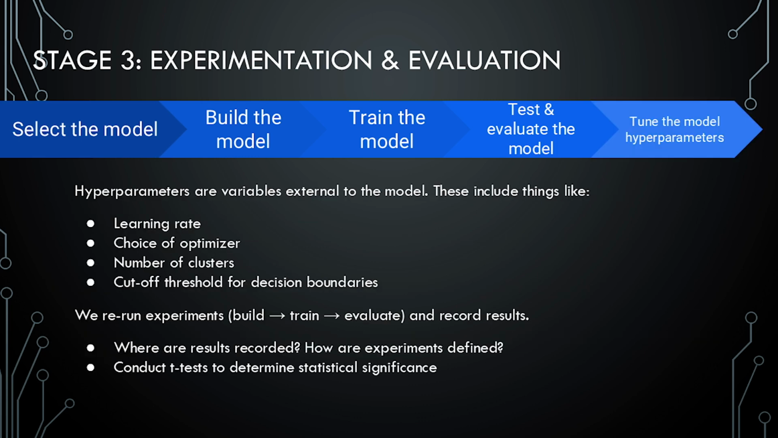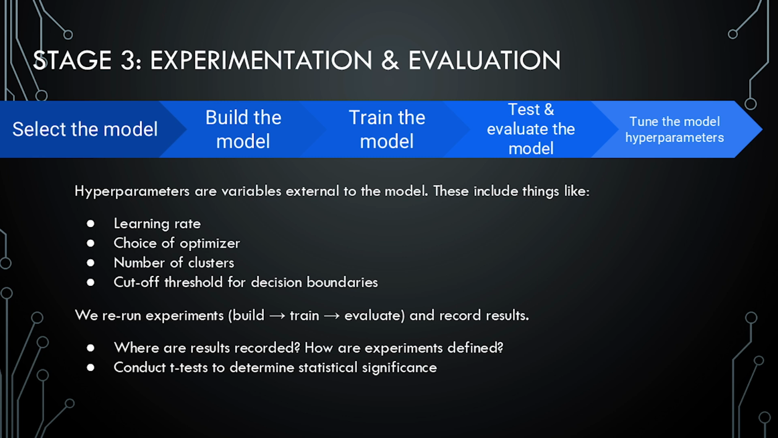Our final step is hyperparameter tuning, the systematic optimization of variables that are external to your model but critically affect its performance. Hyperparameters are configuration settings you choose before training begins, including learning rate, optimizer choice, number of clusters for clustering algorithms, and cutoff thresholds for classification tasks. The tuning process requires systematically rerunning your entire pipeline while recording results for each hyperparameter combination.